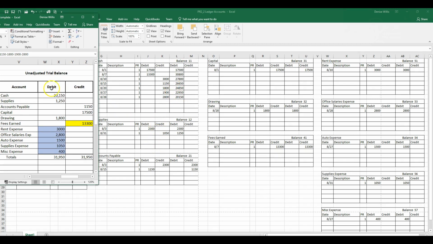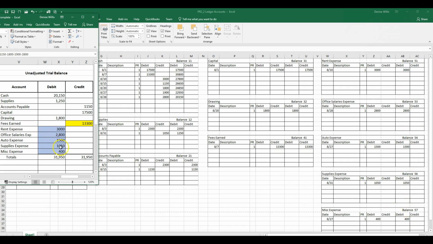Here's our cash balance, $20,150. It goes in. It doesn't matter if you're using T accounts or if you're using general ledger accounts. The trial balance is going to work the same way. Here's my supplies at $12.50. That matches. Here's my credit balance in accounts payable, $11.50. Here's capital, $17.5. The debit balance in drawing, $1,800. $13.3 in my fees earned account. Then I have a $3,000 amount, $2,800, $1,500, $1,050, and $400.